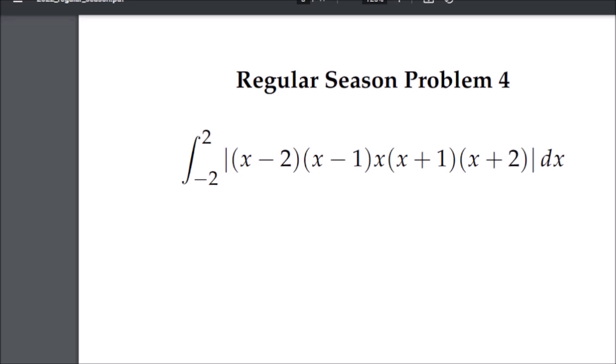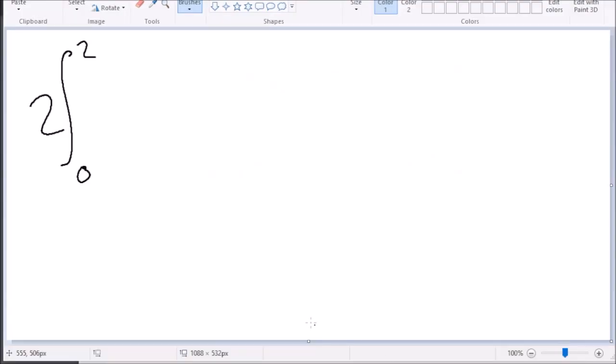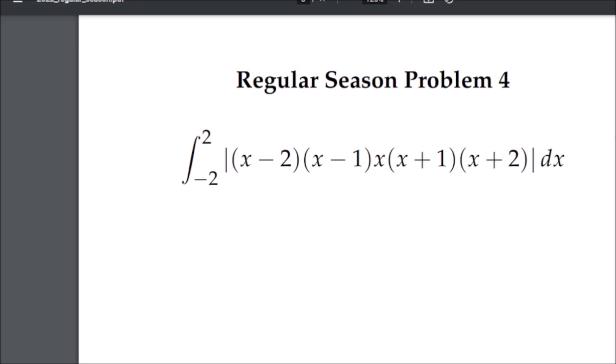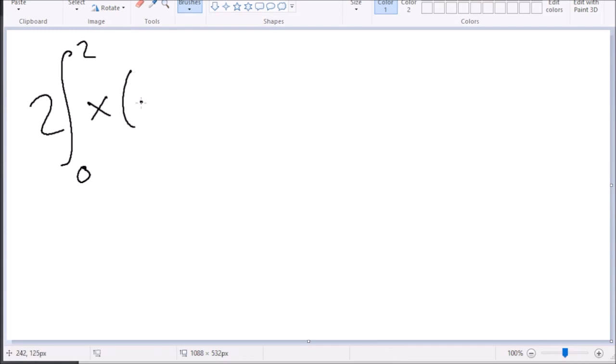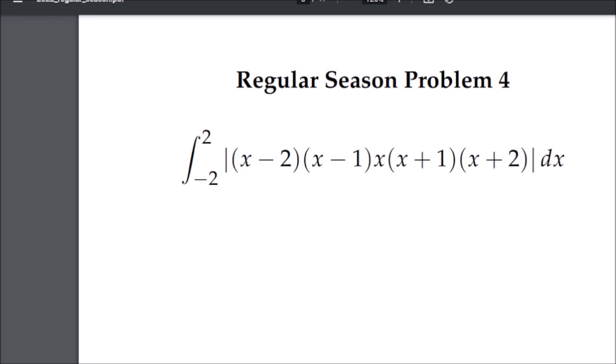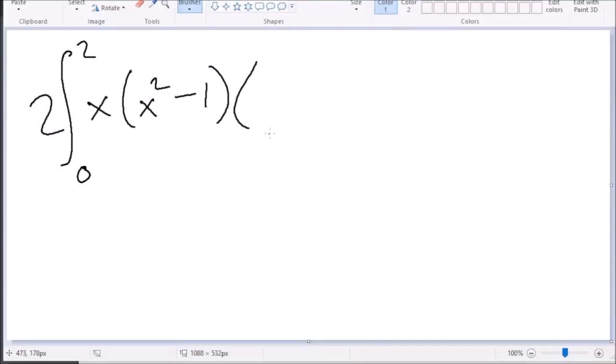And then this whole function here, I'm going to leave the x out. So let me leave the x out. And then some algebra: x minus 1 times x plus 1 is equal to x squared minus 1. And then x minus 2 times x plus 2 is equal to x squared minus 4. As you can see, we can do some u substitutions here.